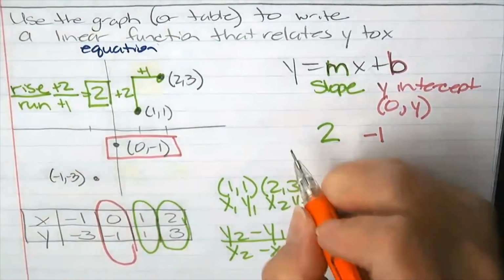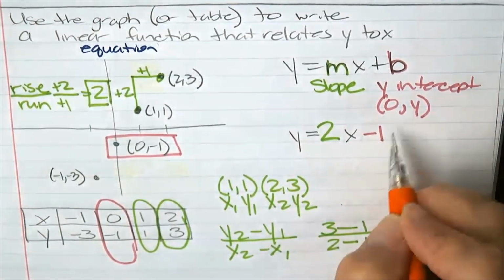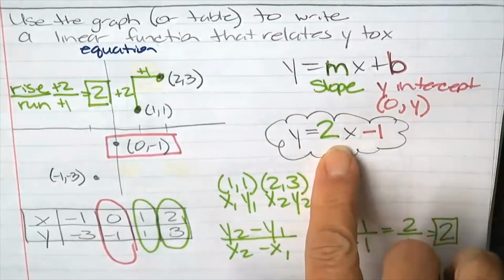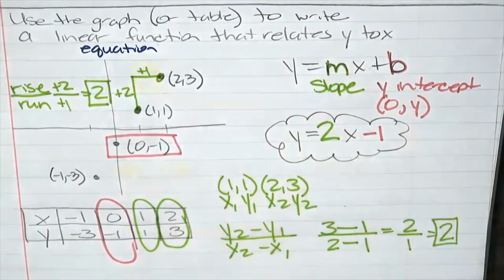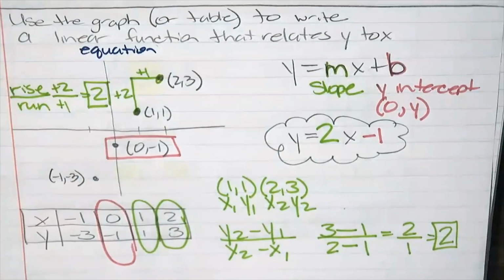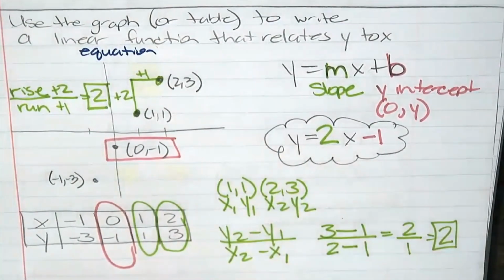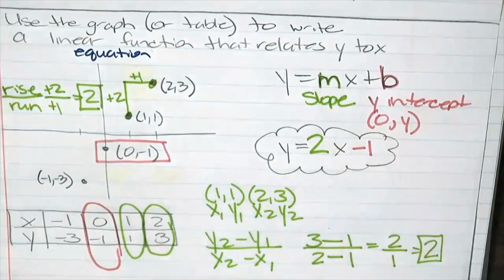And then I just backfill. Y equals 2x minus 1. This is the linear function that relates y to x for this graph or this table. So we did this in chapter 4. We had to find the equation of the line, right? So it's different directions, different names, but it's the same math.